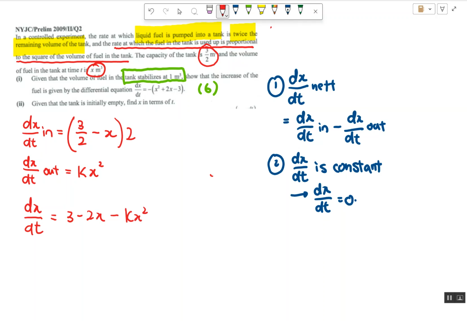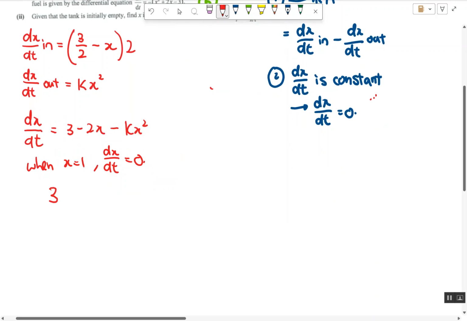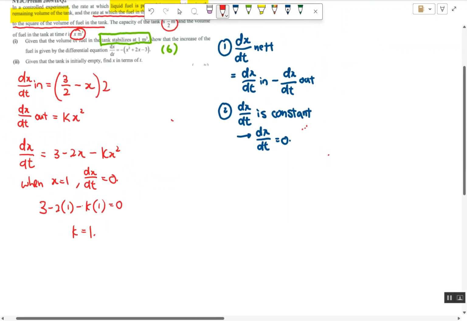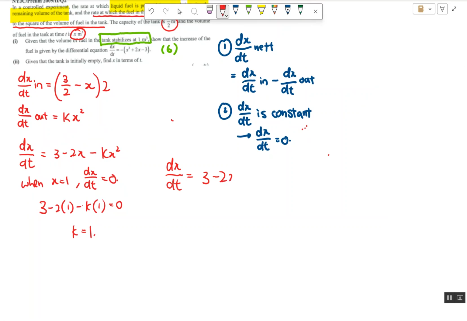The question also tells you that the tank stabilizes at 1 meter cube, or this is where dx/dt is a constant, which means that when x is equal to 1, my dx/dt is equal to 0. Put this in, 3 minus 2 minus k equals 0, k equals 1, and now I have my dx/dt equation, which is 3 minus 2x minus x squared. Take out the negative, I will have x squared plus 2x minus 3. If you cannot solve the first part, usually they will give you this given part, and all you need to do is to take the given part and continue to solve.